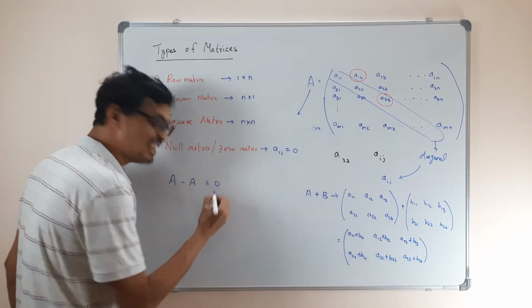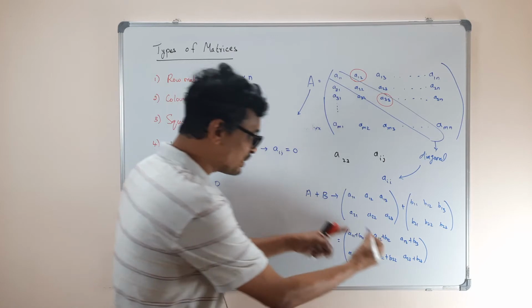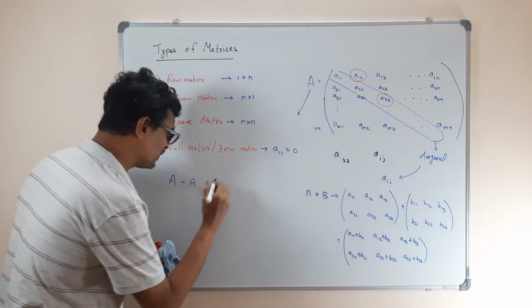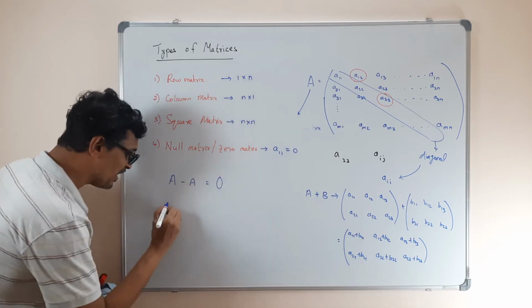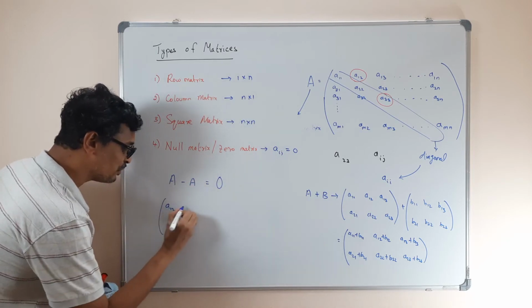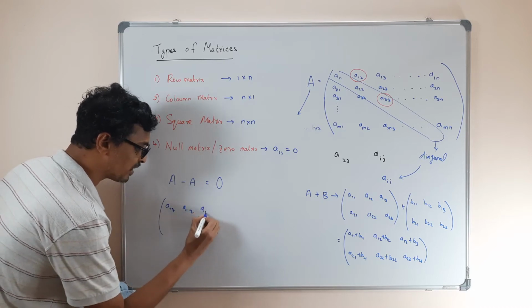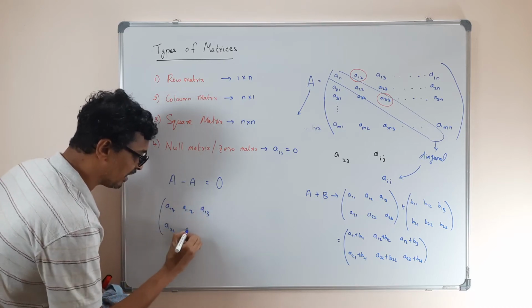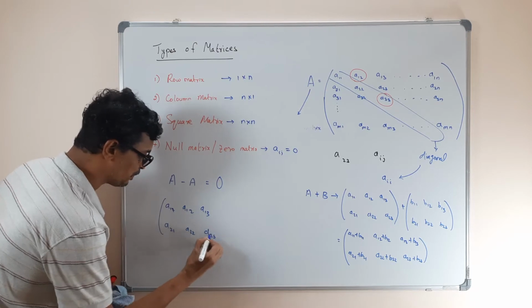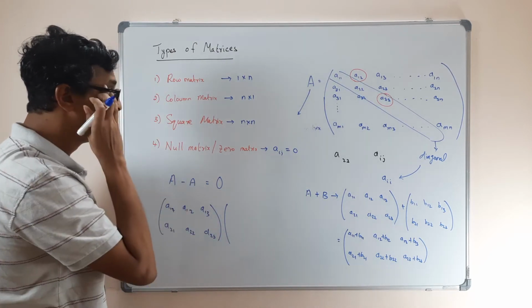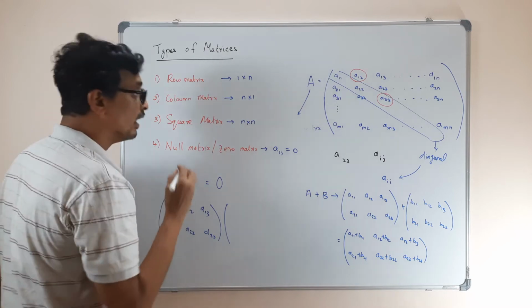Yeah, you can write 0, because I said the order has to be maintained. Am I right? So in that case, it is going to become a 0. So this will be A11, A12, A13, A21, A22, A23. Okay, and minus A.